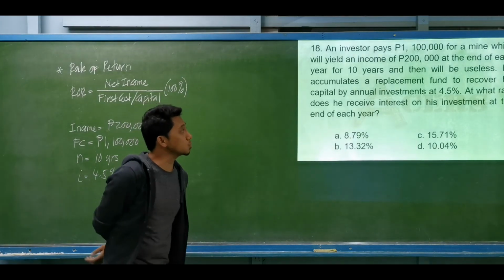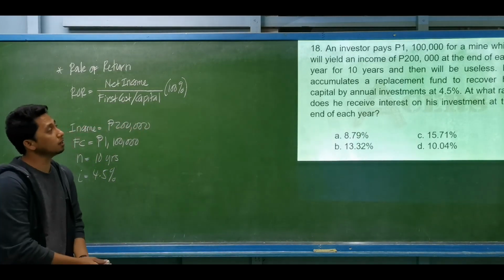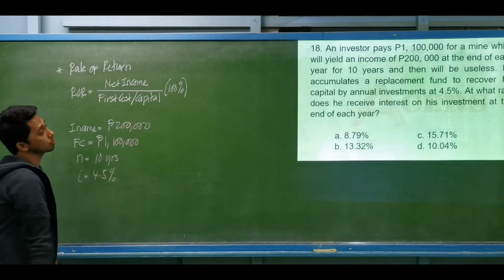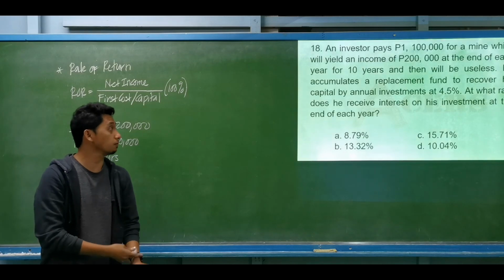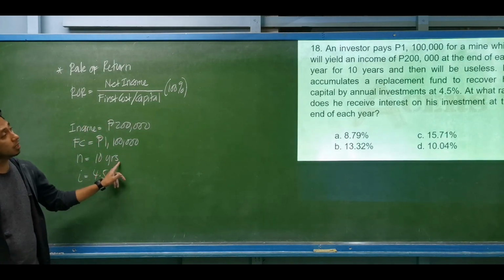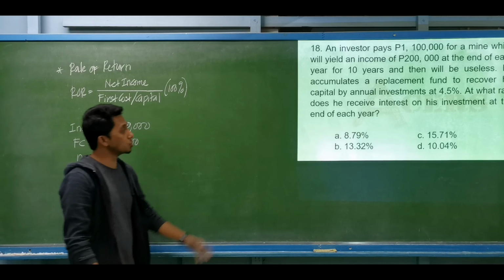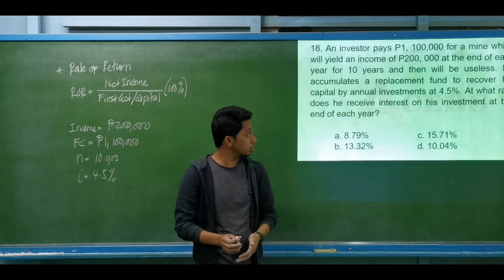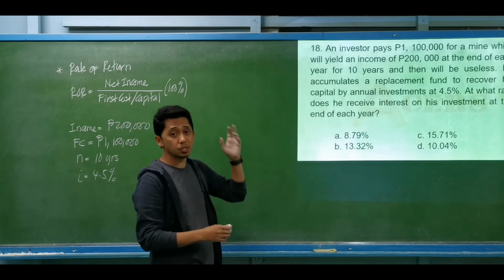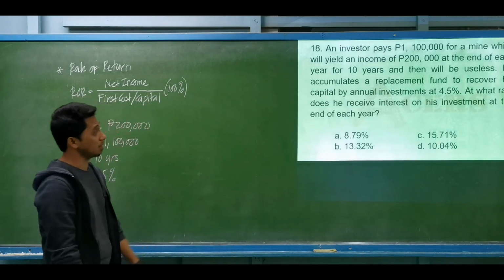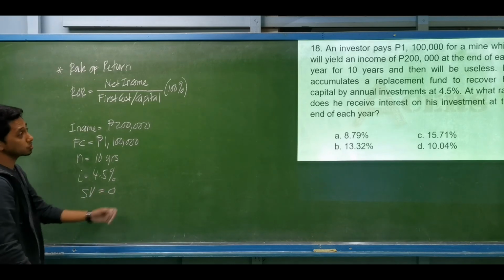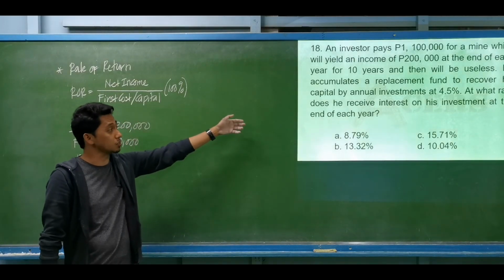An investor pays 1,100,000 for a mine which will yield an income of 200,000 pesos at the end of each year for 10 years, and then will be useless. So based on the problem, you have a capital of 1,100,000 that will be your first cost. After 10 years the mine will be useless, so we may assume that the salvage value will be equal to 0.